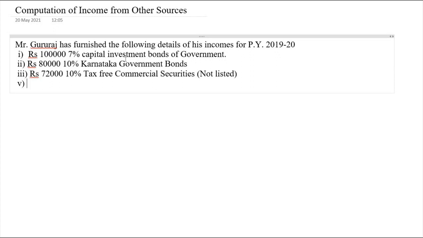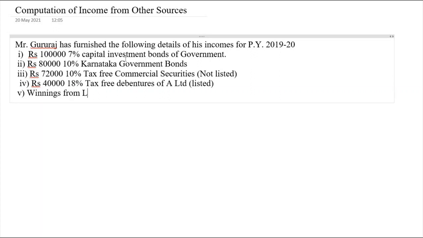Next, number 4: rupees 40,000, 18% tax-free debentures of A Limited, in the bracket listed. Next, number 5: winnings from lotteries, rupees 10,500, in the bracket net.